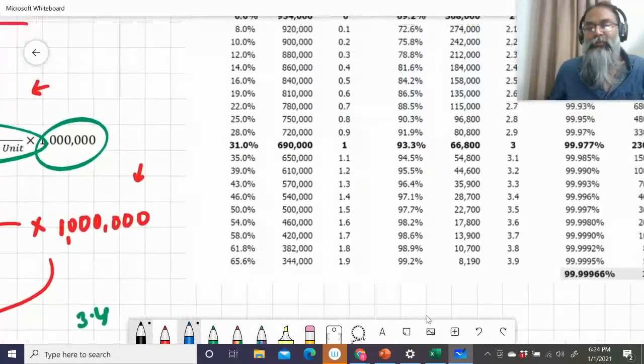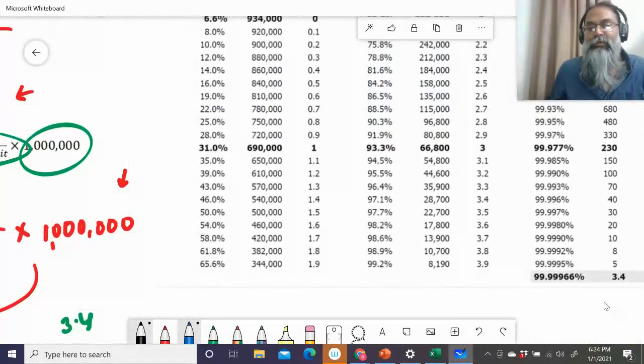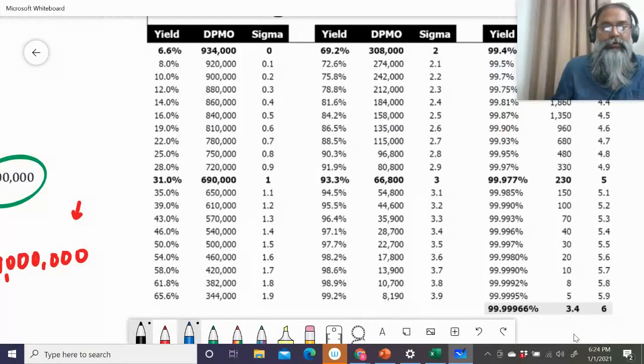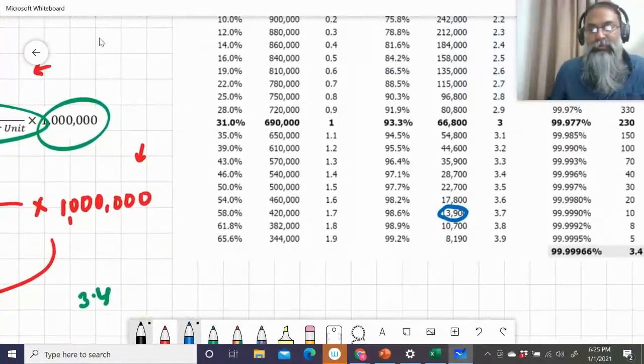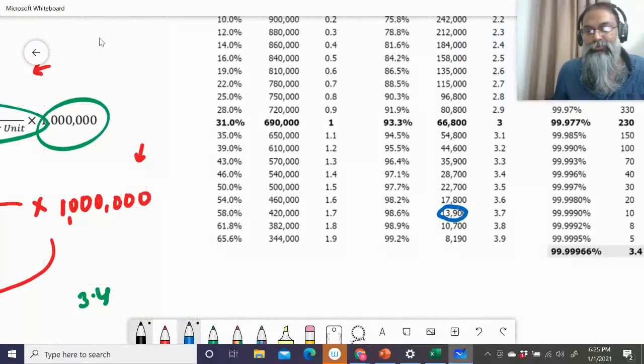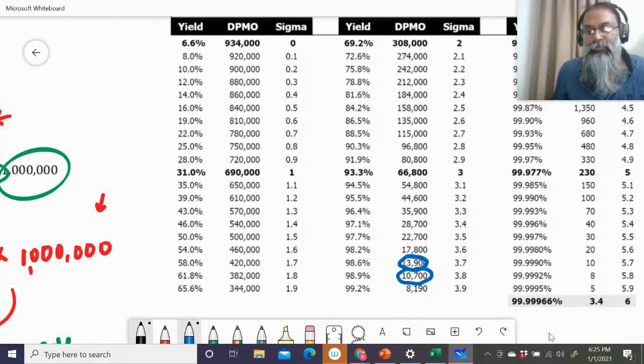Okay, so this is the sigma table. Let's see where this DPMO belongs at what sigma level. We will be looking for a range of 13,000, and you can see here, about here, 13,900 is the closest number to this one, and there is this one too. So the sigma level lies somewhere between 3.7 or 3.8.